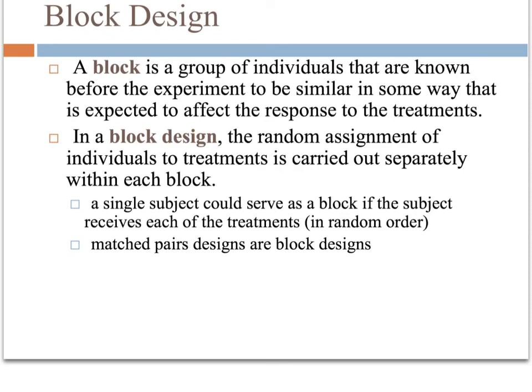And a block design, the last one we're going to talk about, it's a group of individuals that are known before the experiment to be similar. And then you randomly assign individuals treatment within each block. Matched pairs designs are block designs where the block is 2 people. But you can do it with a block that's larger than 2 people, okay? You could also have a single subject serve as its own block if the subject receives each of the treatments, more than one treatment, in a random order. Okay, so again, you have to randomize the order in which they receive them.